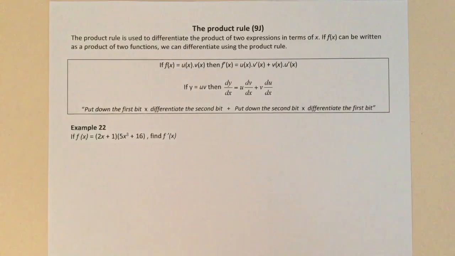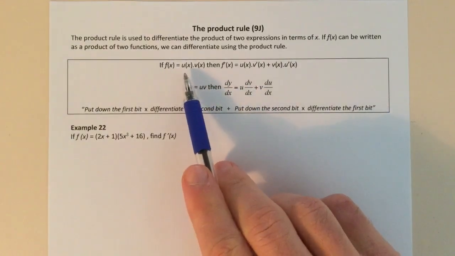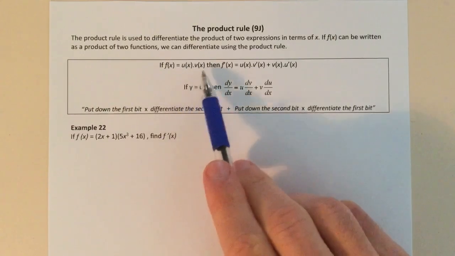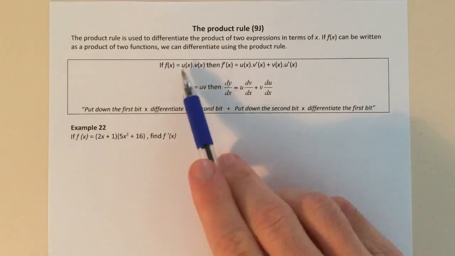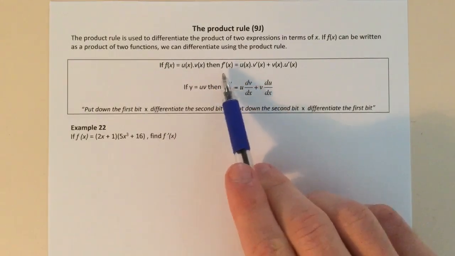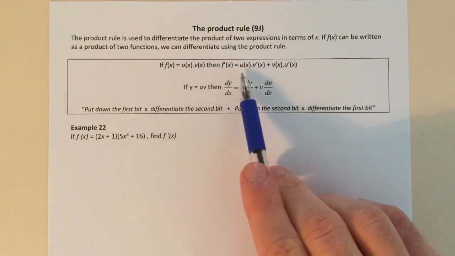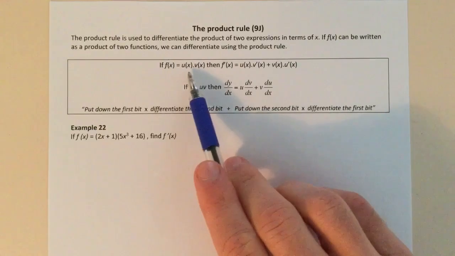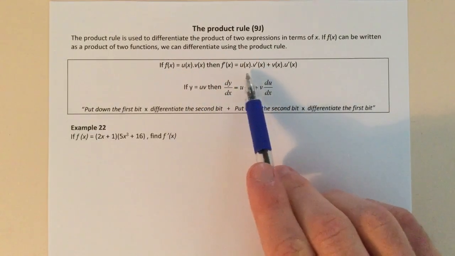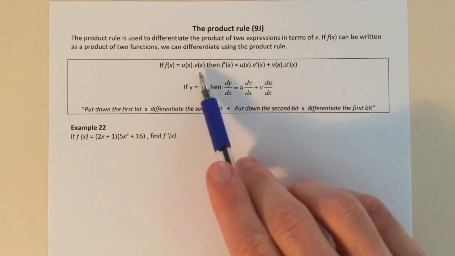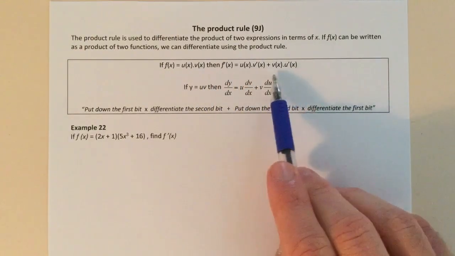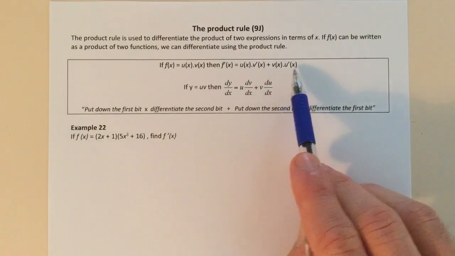Okay, so if we have a look at this rule, it can be written in a couple of different ways. Firstly, the rule written in function notation. So this says if f of x equals u of x times v of x, so we've got two functions of x multiplied together, then f dash of x, the derivative, will equal u of x, the first function as it was, times v dash of x, so u of x times the derivative of v of x, plus that same thing but the other way around, v of x times u dash of x.